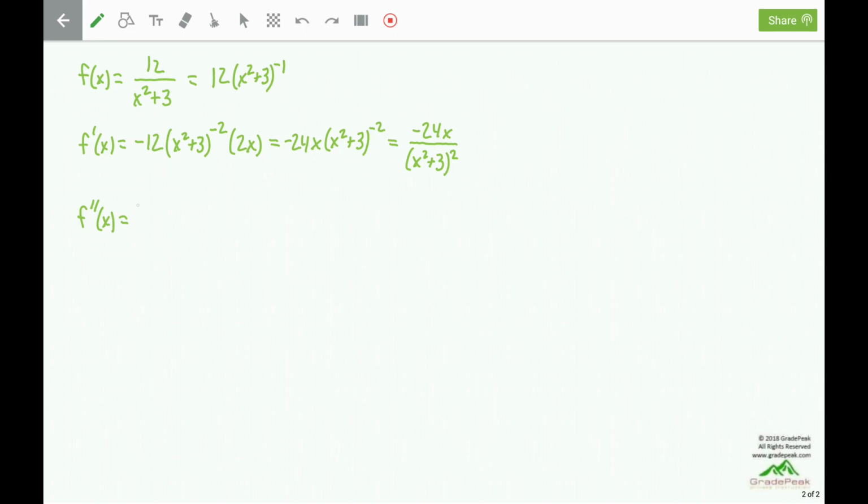The derivative of the numerator, which is a negative 24, times the denominator left alone, x squared plus 3 squared, minus the numerator left alone, negative 24x, times the derivative of the denominator, which is a power rule. Bring the power down, leave the inside alone, subtract 1 from the power, it'll be to the first power now, and then multiply by the derivative of the inside to complete the chain rule. All of this will be over the denominator squared.